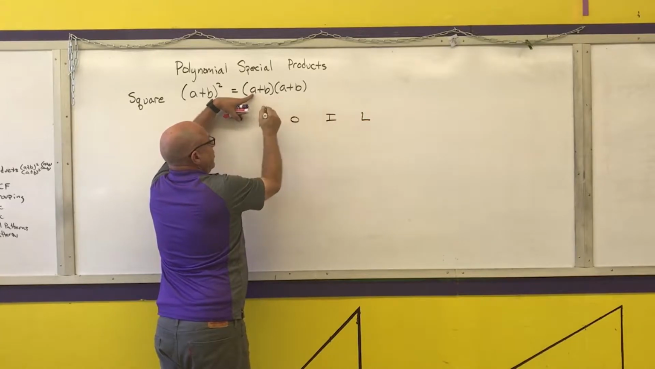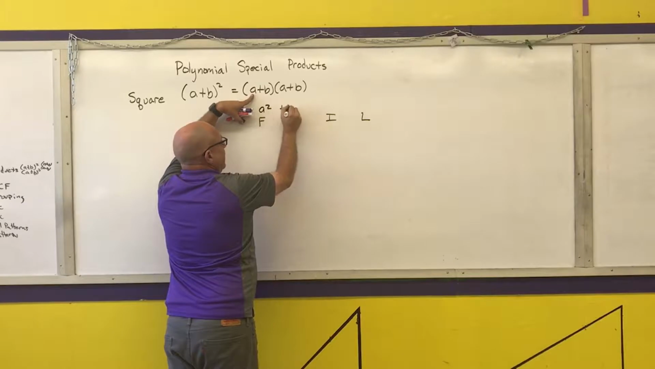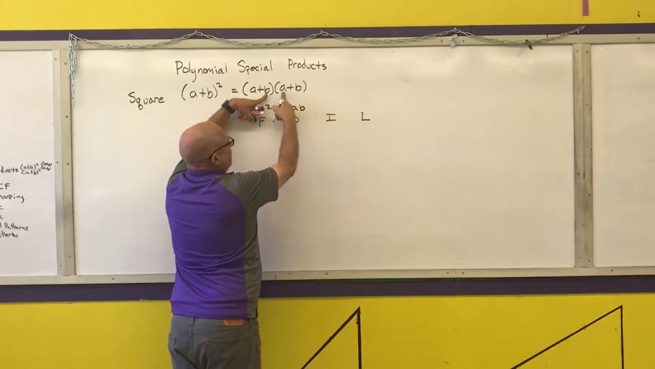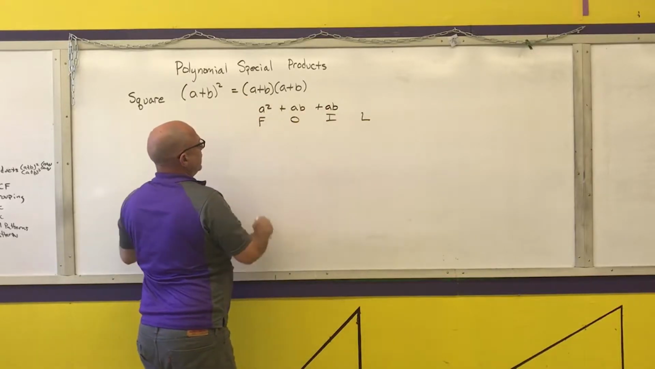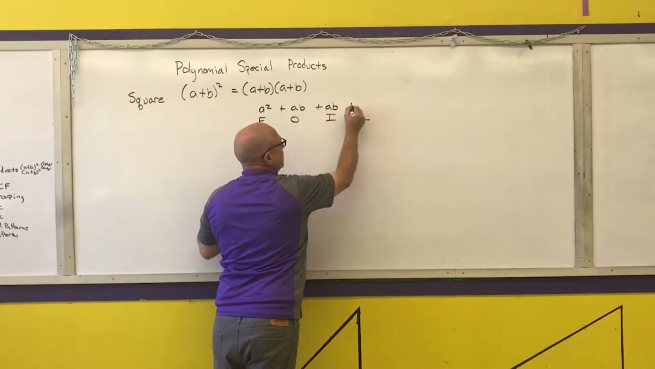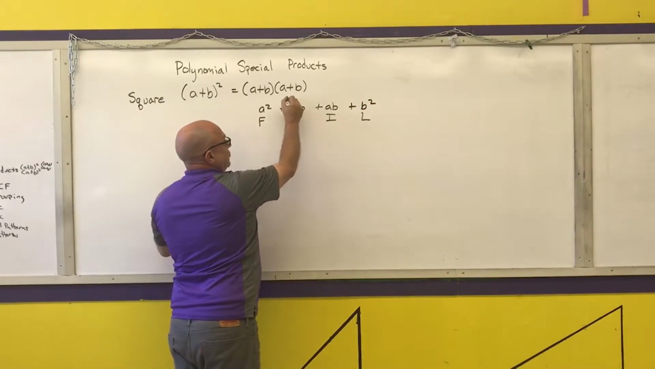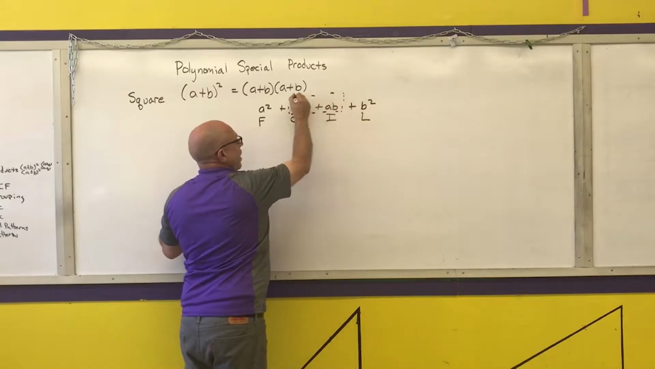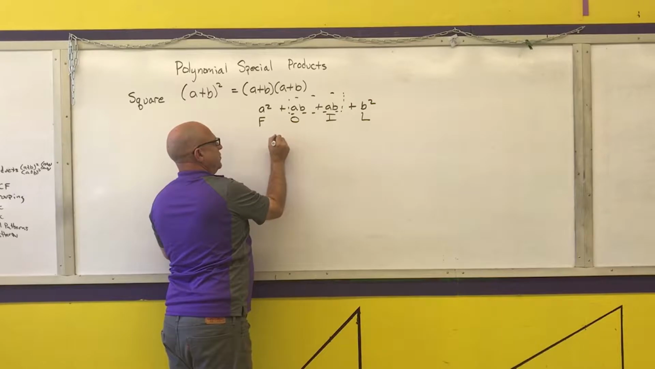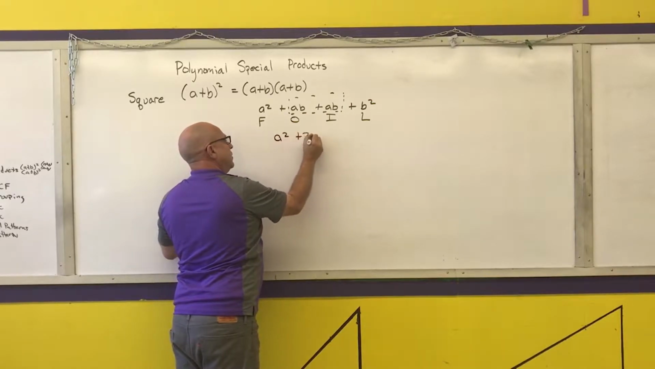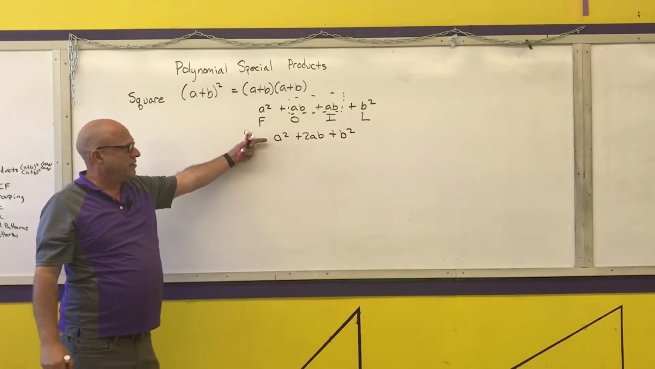A times A is A squared. Outer, A times B is AB. Inner, B times A is BA, which is the same as AB due to the commutative property. And then B times B is B squared. And I combine my two middle terms. I have one of something plus another of that something. 1 plus 1 is 2 of those somethings. So I get this as my pattern.